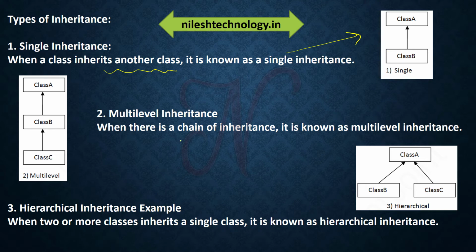Next, multilevel. When there is a chain of inheritance, then it is called multilevel inheritance. Here there are a total of three classes. If one class inherits another and a chain is maintained, it is called multilevel inheritance. Next one is hierarchical inheritance. When two or more classes inherit a single class, then it is called hierarchical inheritance. See here, one parent class has multiple child classes. So these are the three types.